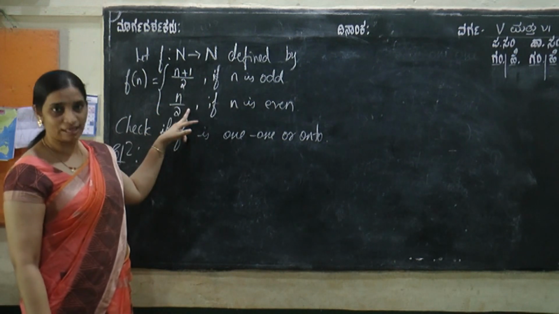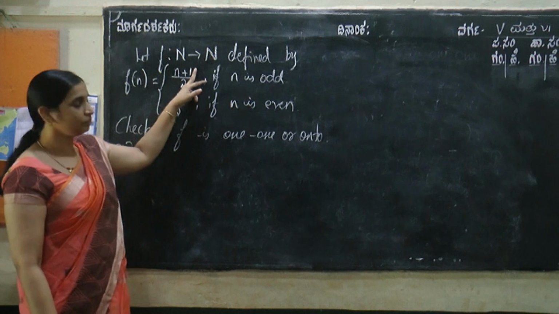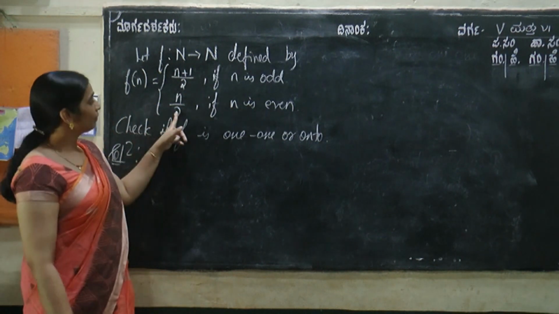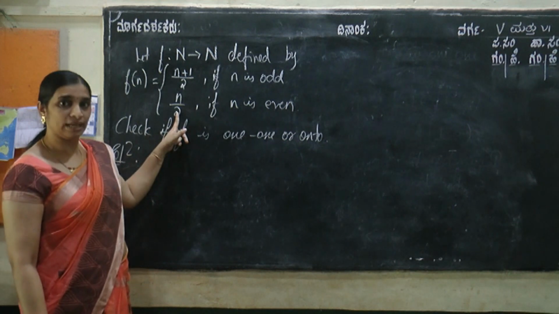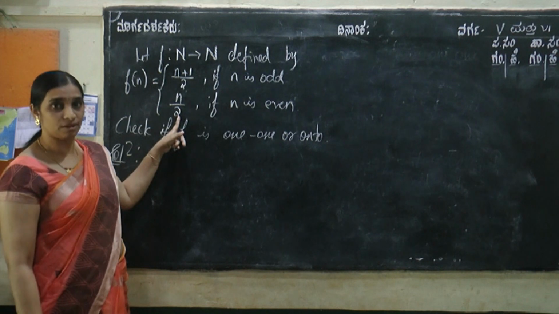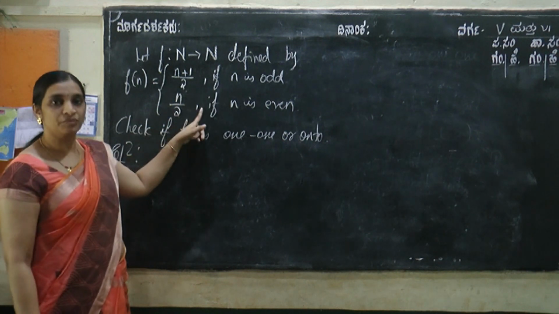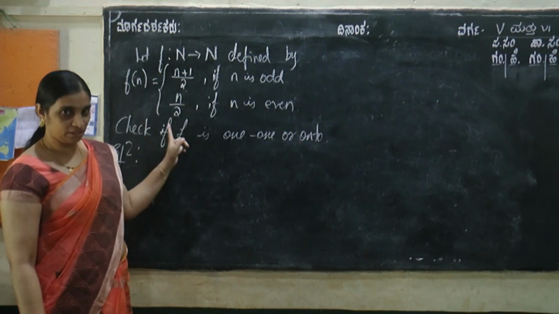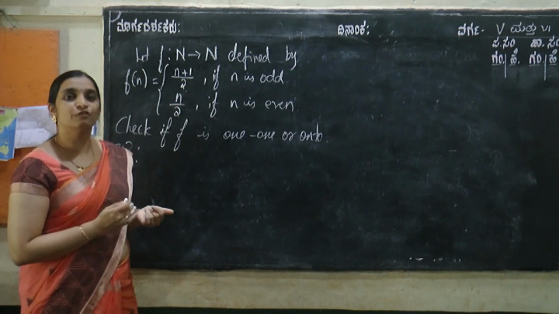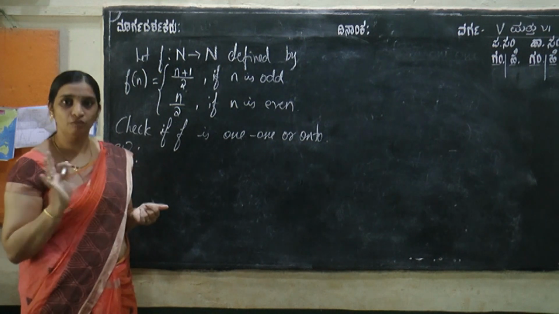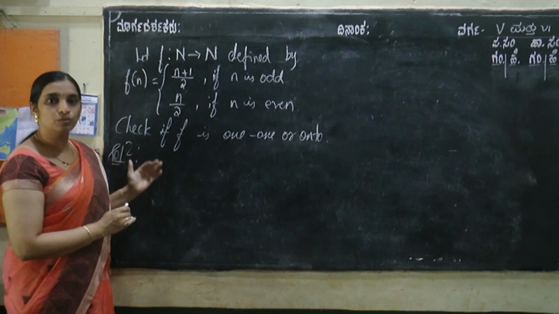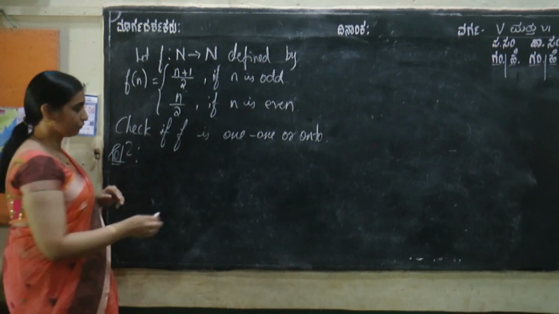Let us take the example 1 and 2, both are natural numbers. 1 plus 1 is 2, 2 by 2 is equal to 1. So the image exists. But when we take the other number as 2, we have to use this definition because 2 is even. 2 by 2 is 1. 1 and 2 are different, but the image is equal to 1. That means the function is many-one, not one-one. So the same example we can provide to prove the given function is not one-one.